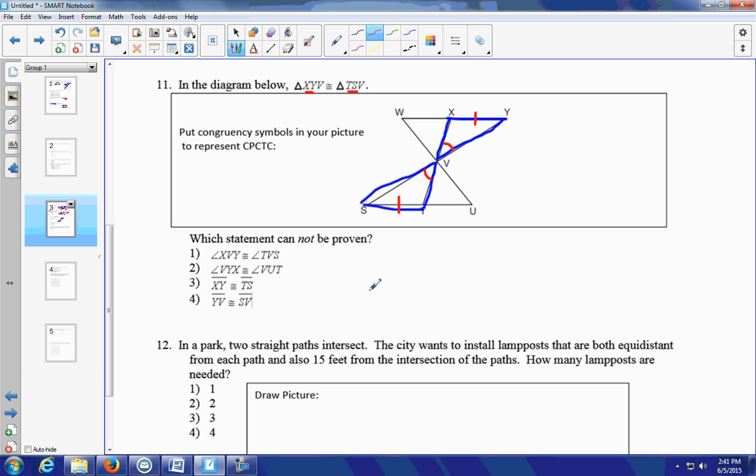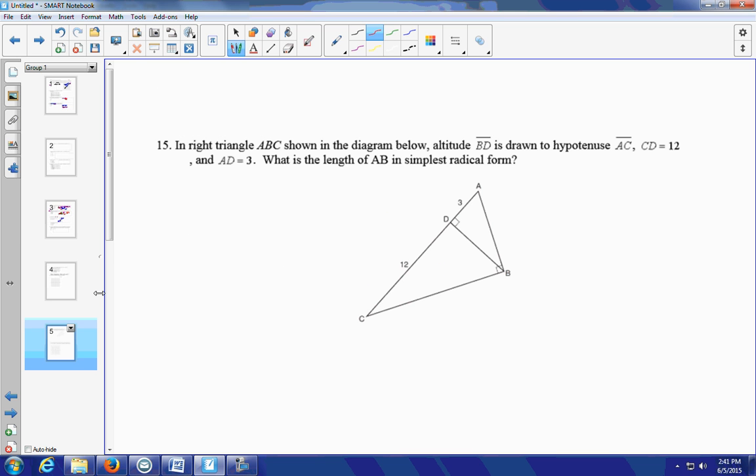All right, then we're going to skip a little again, and the next one that we're going to do together is number 15. And number 15 says, in right triangle ABC, shown in the diagram below, altitude BD is drawn to hypotenuse AC. CD is 12, AD is 3. What's the length of AB in simplest radical form? So I'm going to put an X there because I don't know what that is.